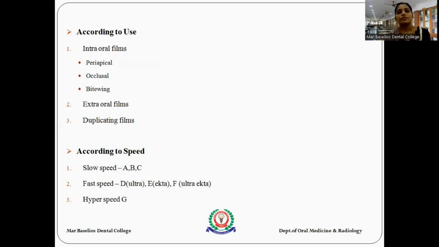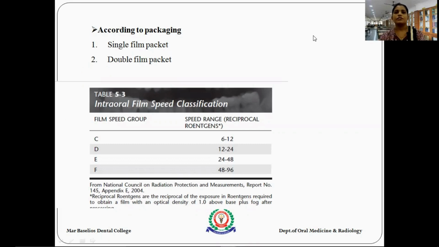And another classification of the X-ray film is based on the speed of the film which we use for radiology technique, and they are slow speed film which is given designation of letters A, B, and C, and fast speed film, that is film speed D, E, and F, and a hyper speed film which is given a letter G. Now the next classification of the film is according to the packaging of the film, that is how the film is being packed and available. That is either a single film packet or a double film packet.